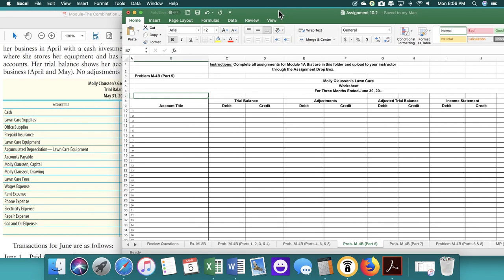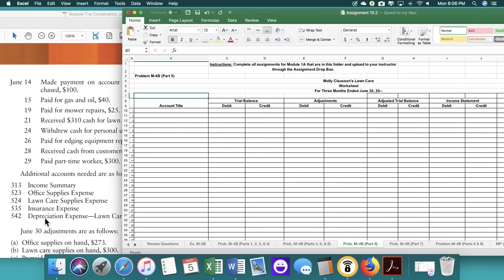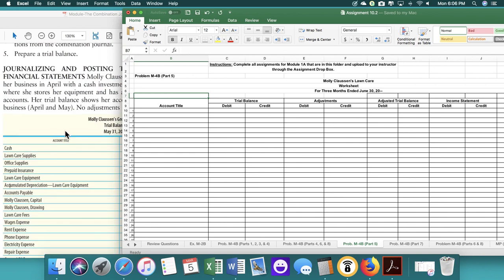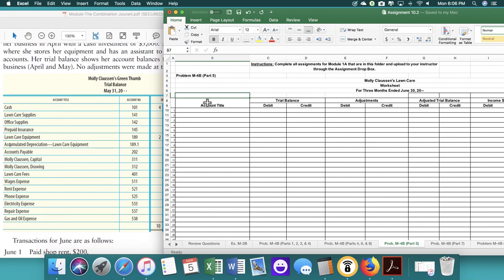Okay, so what we're going to do is take the information off of the trial balance as of May, but if you scroll down, it does tell us we're going to have additional accounts added, and those will need to be added in the correct order. So we're going to start with the cash and list all the assets and the liability. You may find that you need to make the column bigger.